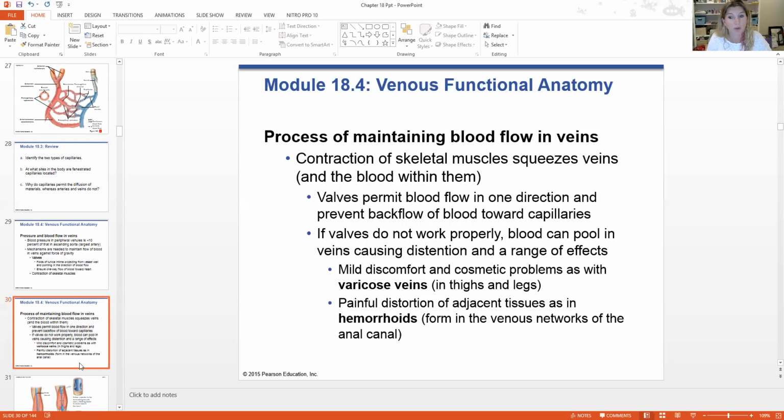And if the valves don't work properly, the blood can actually pool, causing the veins to get stretched out, creating varicose veins in some cases, or a very painful distortion of the surrounding tissues in the case of hemorrhoids. Hemorrhoids are enlarged veins around the anal sphincter muscle.